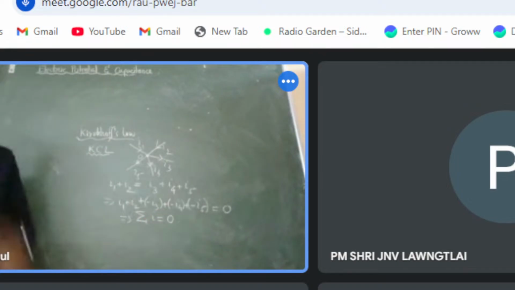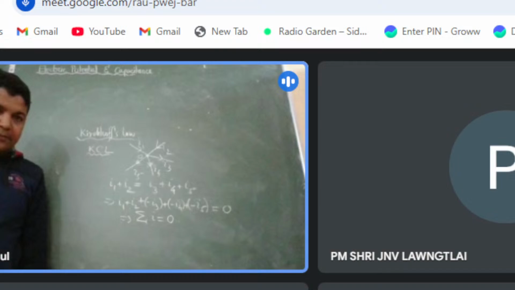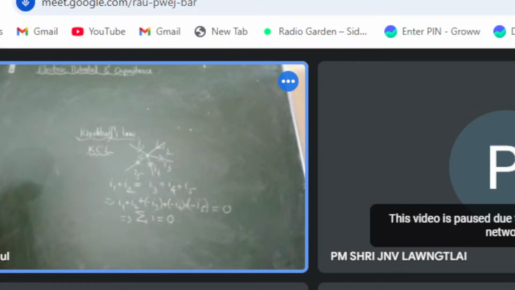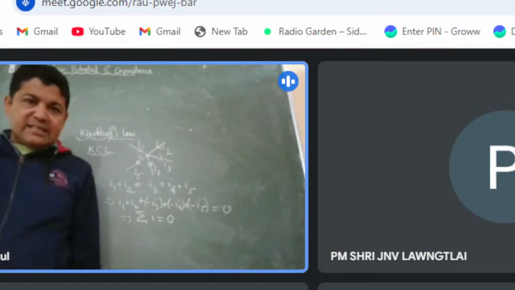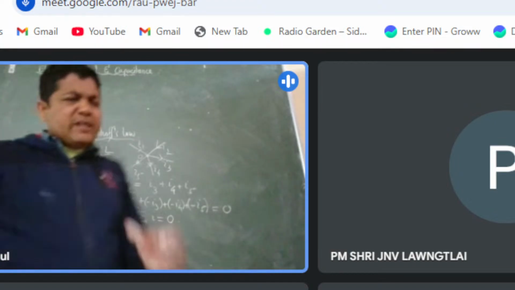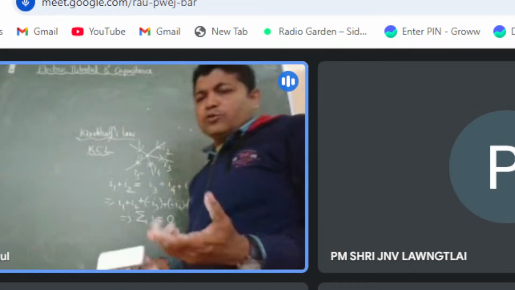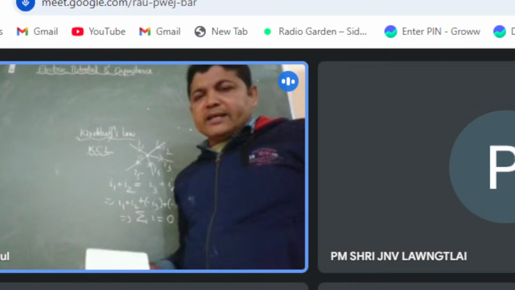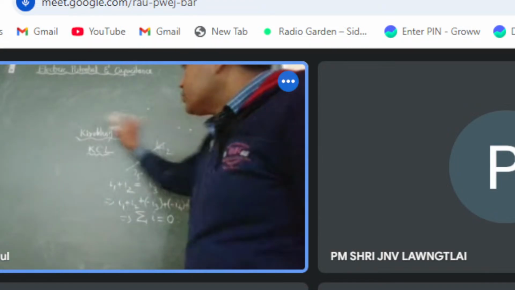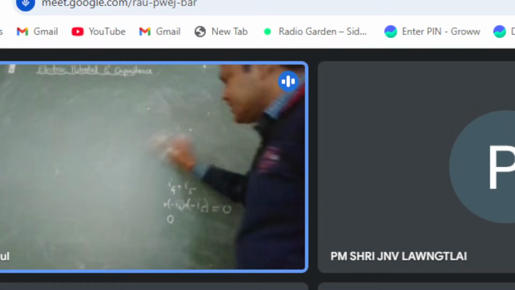Then Kirchhoff's voltage law is also there, and Kirchhoff's law is generally used for complex electrical circuits. For a very simple electrical circuit, Ohm's law is sufficient. But if the circuit is a complex one, we can use Kirchhoff's voltage law. So Kirchhoff's voltage law is like this one.